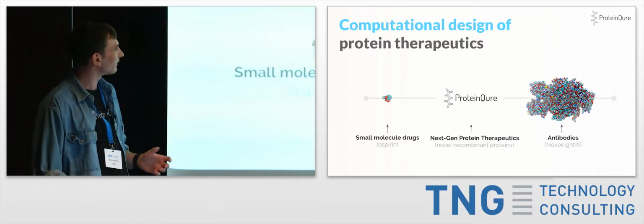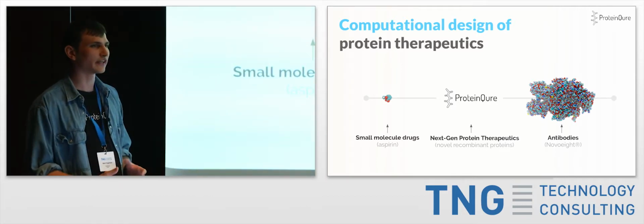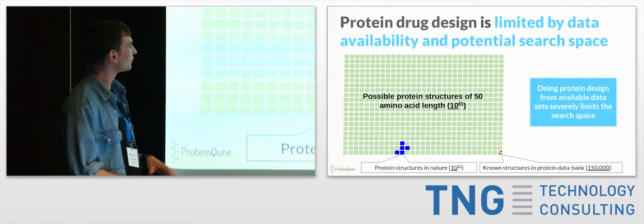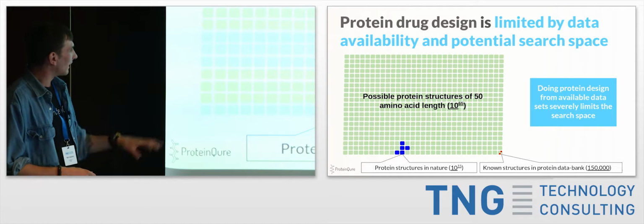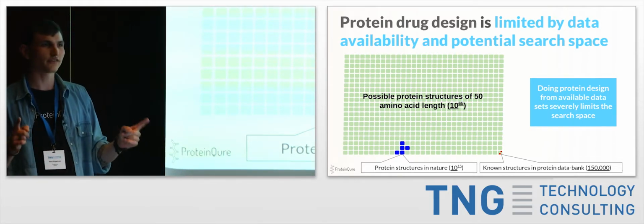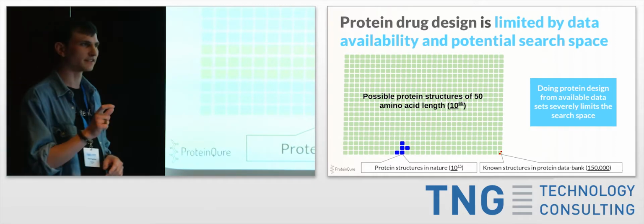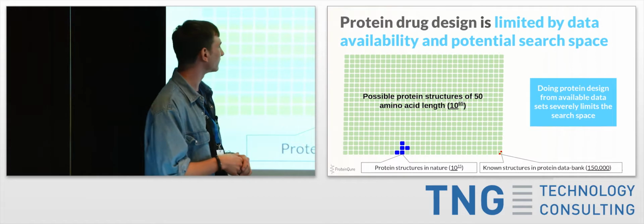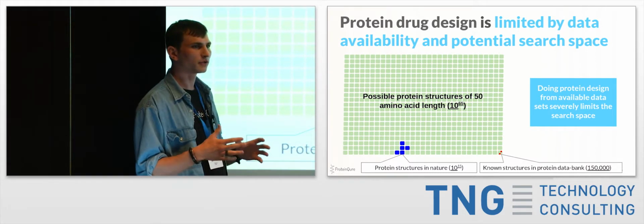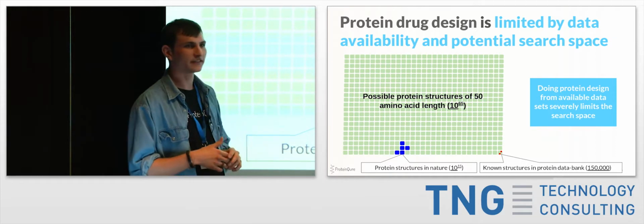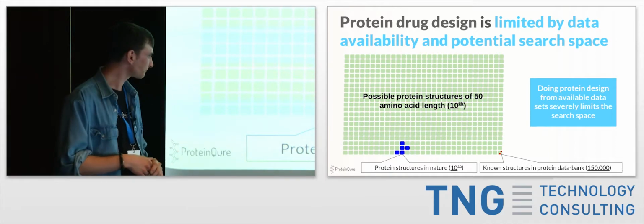So really there's a lack of tools, a lack of computational techniques to design these types of compounds because the search space is generally too big. That's what I'm trying to illustrate here. If you consider a protein of length 50 amino acids, so amino acids are the fundamental building blocks of proteins, there are 20 natural amino acids. If you consider all the possible sequences that you can create for a protein of length 50, you get 10 to the 65 possible sequences.